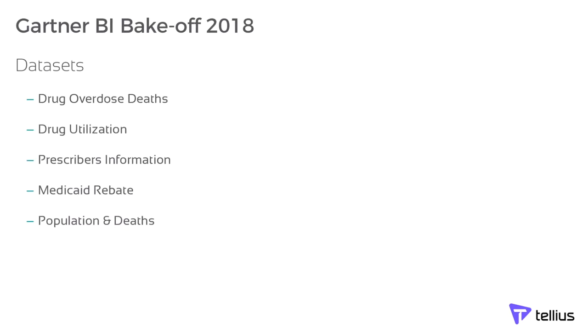The data set for the bake-off in 2018 contains information on drug overdose deaths, particularly relating to the opioid epidemic. We have information on overdose deaths over time, information about Medicare reimbursements of prescriptions and units of drugs sold, and also information on prescribers of opioids, so we can see which types of doctors, for example, prescribe opioids more than others and in which states.